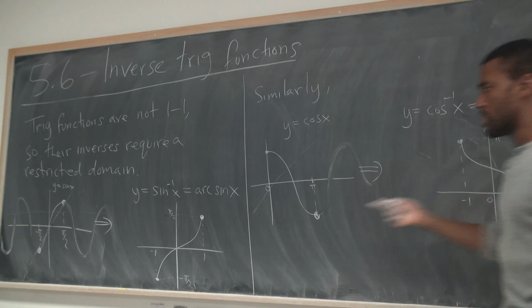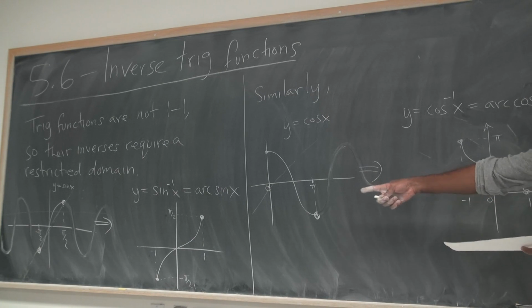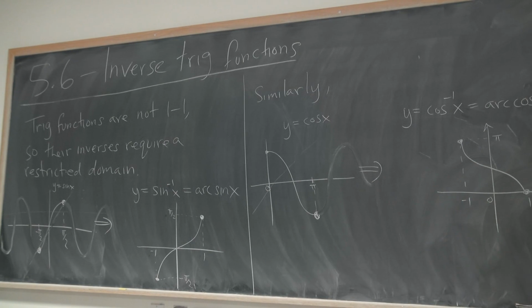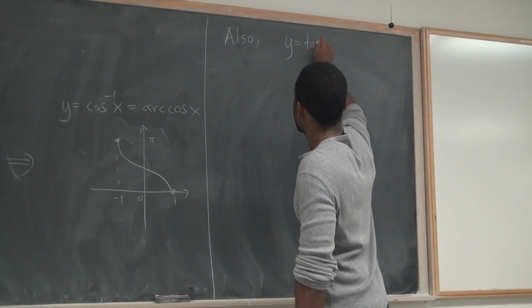It's rare when we're going to need to know what these graphs look like, but it's helpful sometimes. The one you need to know what it looks like is the tangent inverse graph, which I'm going to also do. So notice that this one works between 0 and pi. Right? So what we have is the following. Also, if you look at y equals tangent, let's do that one.